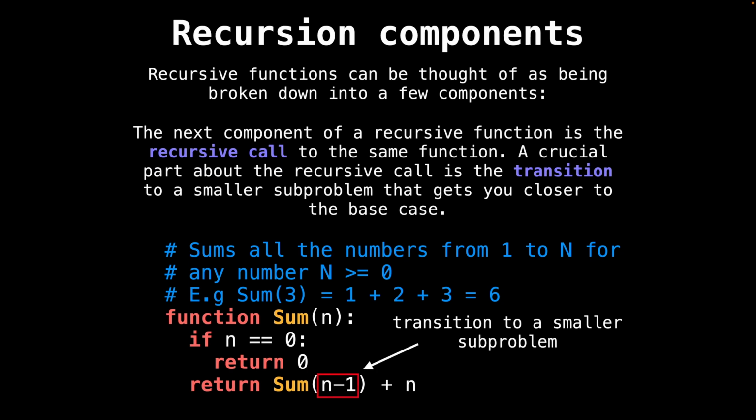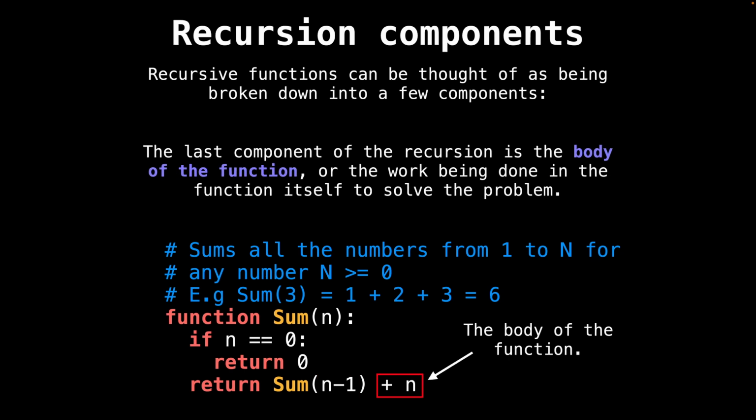I want to emphasize that it's crucial for the transition to reduce the value of n and bring us closer to the base case. If the value of n were to stay the same, we would get stuck in a loop and never be able to exit the recursion, likely causing a Stack Overflow error because the function would keep calling itself with the same parameter.